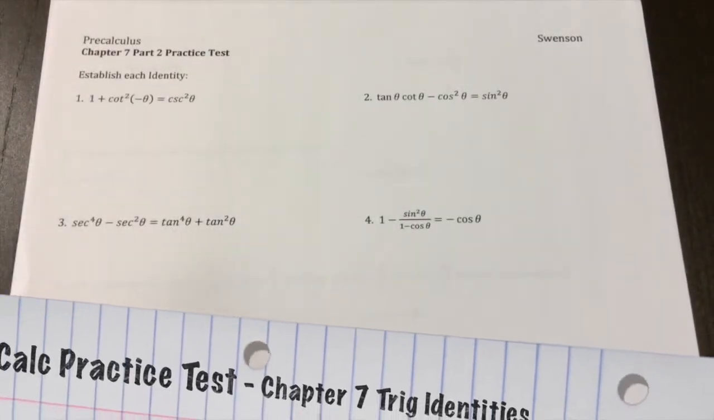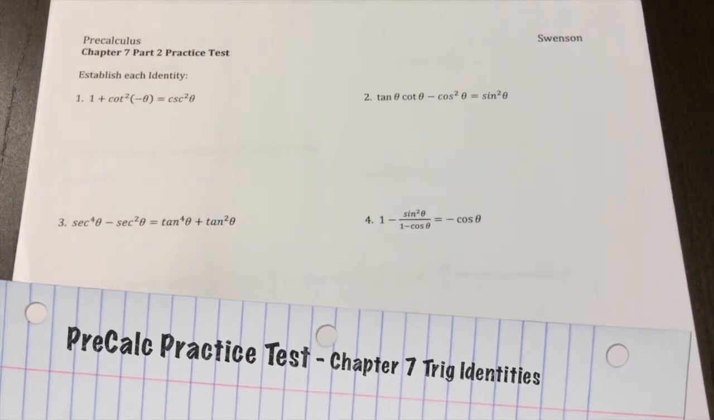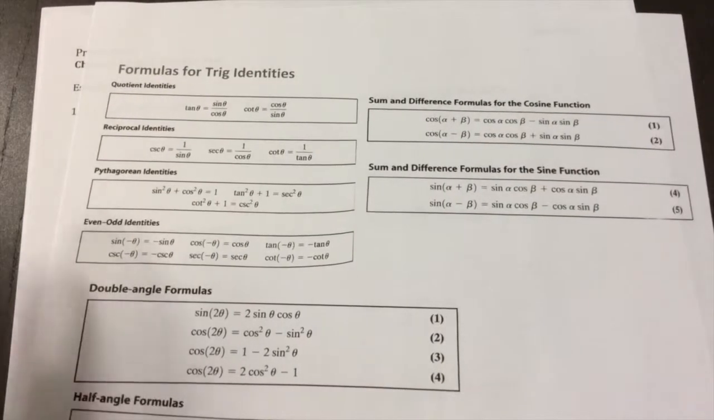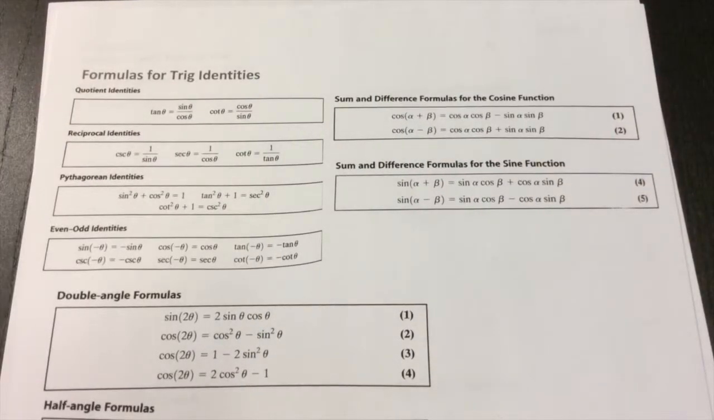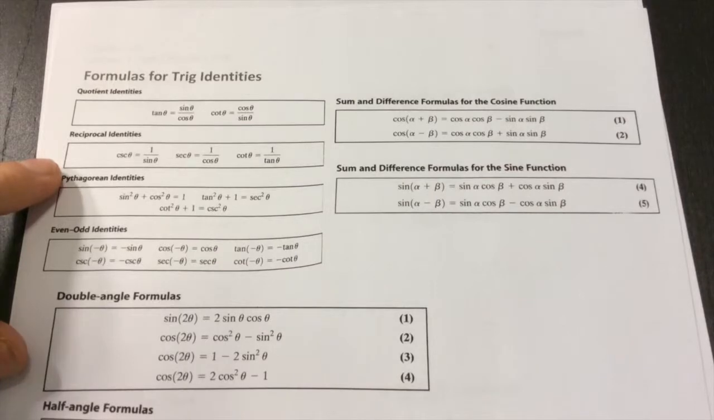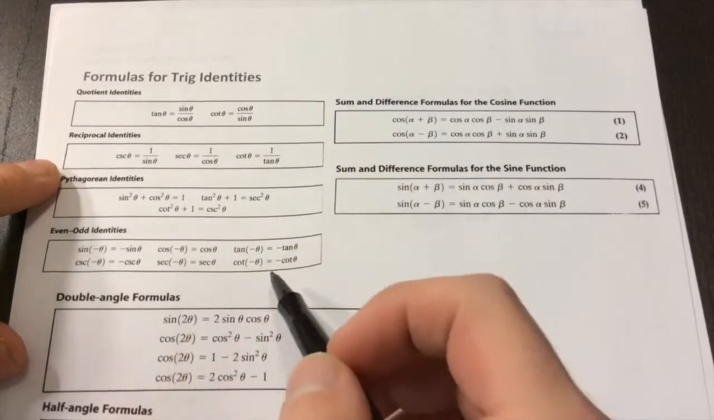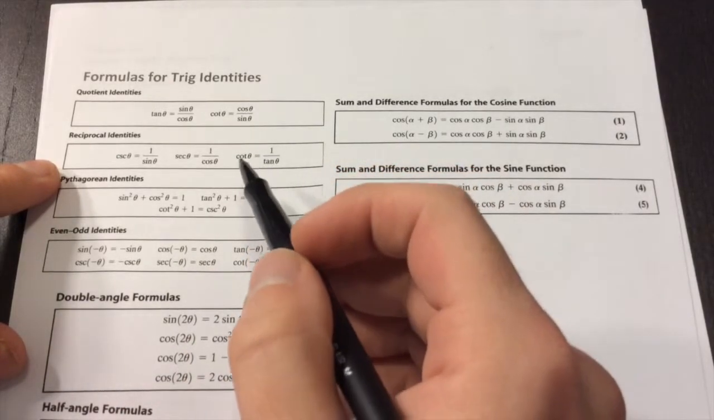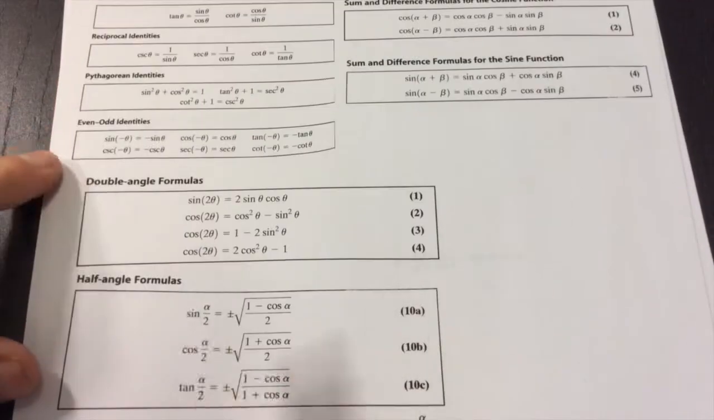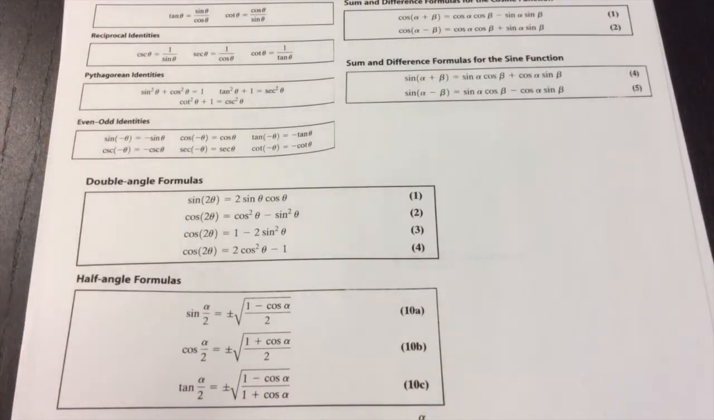All right, welcome to the practice test video for Chapter 7, Part 2, which covers a lot of trig identities. So I made a helpful and handy list of formulas that you will get the exact same sheet for your test. Hopefully this is not too overwhelming and we're familiar with most of these, so we're able to use this pretty efficiently. So here we have our quotient identity, reciprocal, Pythagorean theorem, and even odd formulas, our sum and difference formulas for sine and cosine, our double angle formulas, and our half angle formulas that we covered today.